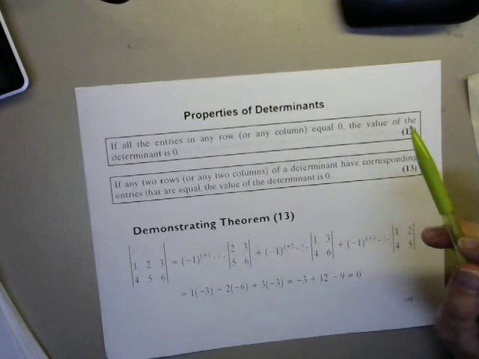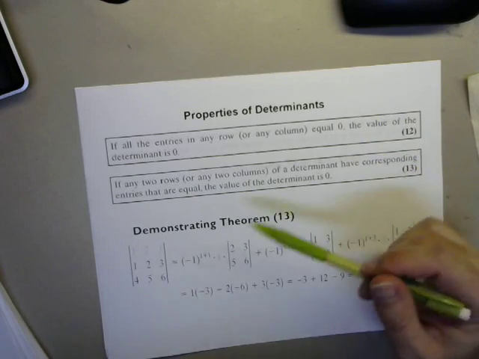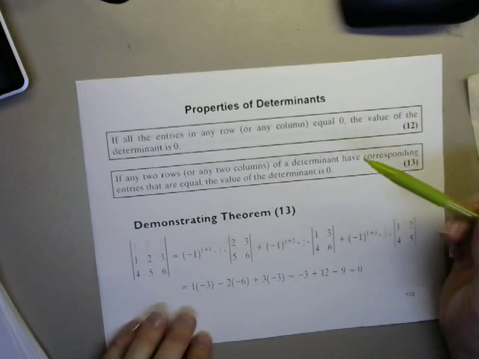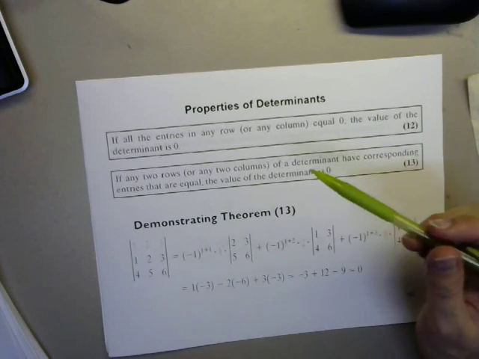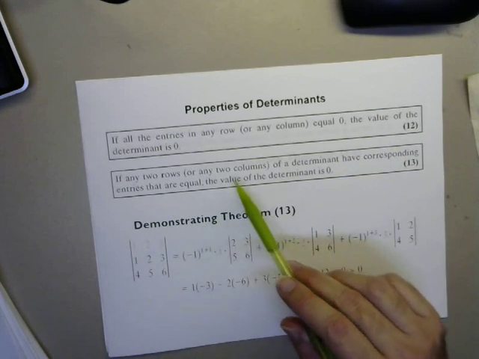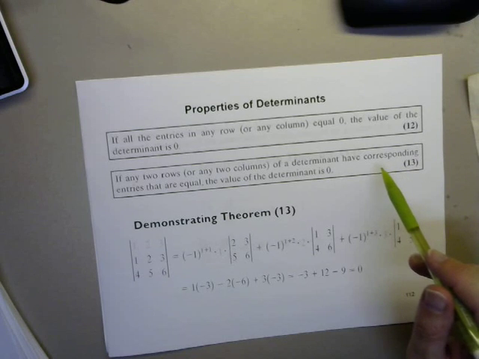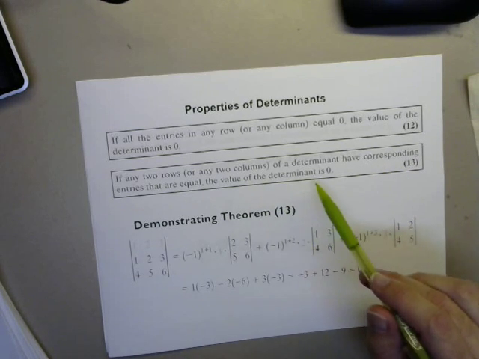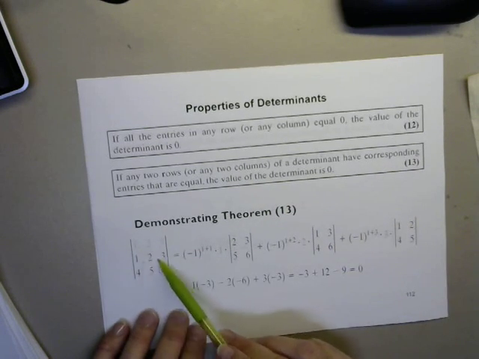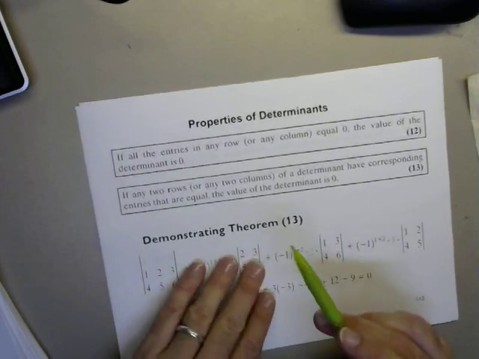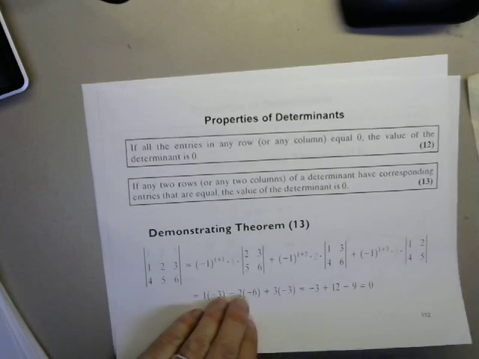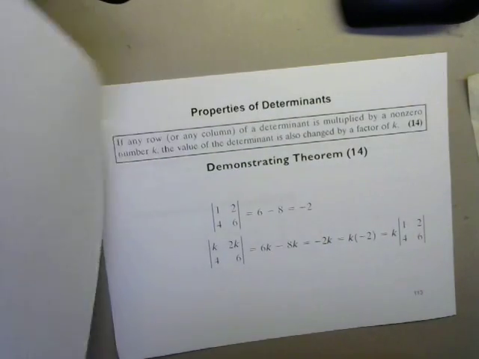If all the entries in any row or column equal 0, then the value of the determinant is 0. So if I have a row or column of all zeros, you don't need to calculate the determinant because it's going to be 0. And if any two rows of a determinant have corresponding entries that are equal, the value of the determinant is 0. In other words, if you have two rows or columns that are equal, then the determinant will also be 0. I don't know if you'll encounter that very often, but it might be a shortcut you can use for calculating things.